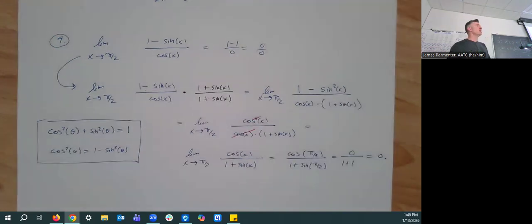So those are kind of the two instances I think of where you want to multiply by a conjugate. You've got a square root plus or minus something, or something plus or minus a square root, or a 1 minus sine, or a 1 minus cosine, or a 1 plus sine, or a 1 plus cosine.